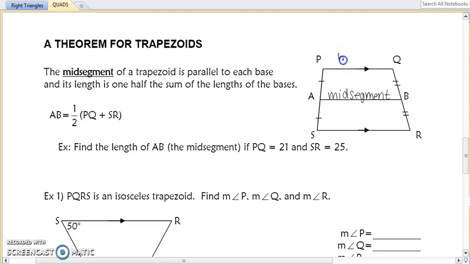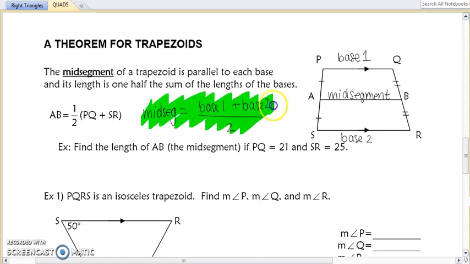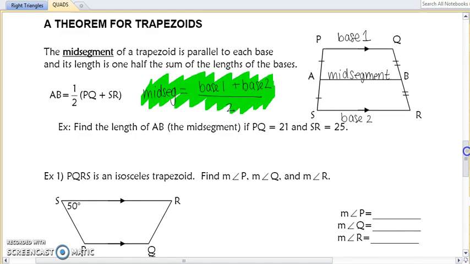Okay, PQ is base 1, SR is base 2. It does not necessarily matter the order that you add those bases together. So the formula that I like to use is just mid-segment. The measure of the mid-segment is equal to base 1 plus base 2 divided by 2. So instead of this formula here, I would focus on this because this is going to be the formula that we use for all of these mid-segment problems.